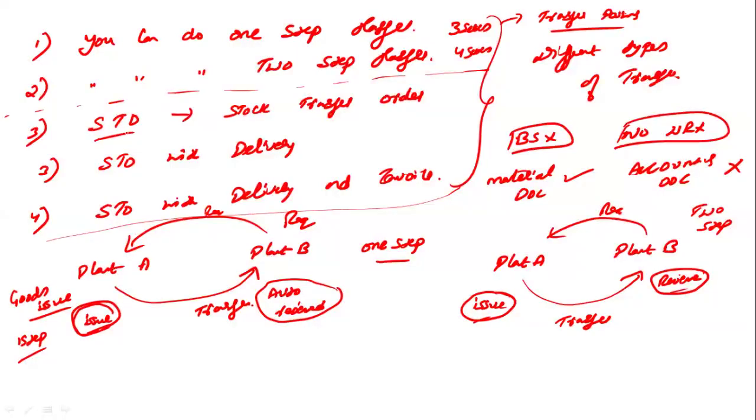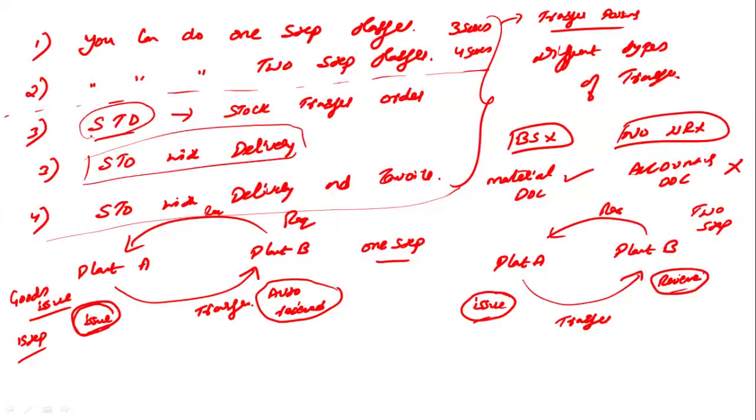Then coming to the second, STO with delivery. STO with delivery is where the warehouses are in different locations, so I need to include the transport here. If I want to include the transport, then you need to use STO with delivery. Normally, in most cases, we will be using STO with delivery. We will not be using only STO.